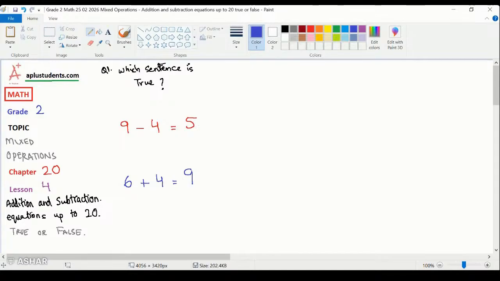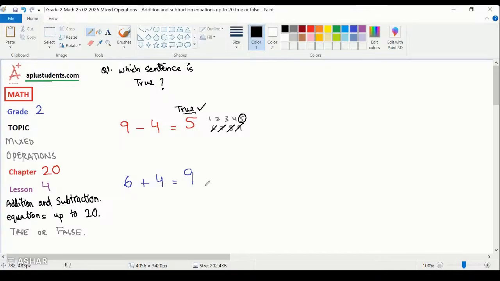We know that 9 minus 4 can be done as, we write the numbers 1, 2, 3, 4, 5, 6, 7, 8, and 9. Minus 4 means we remove 4 numbers and we are left with 5. That means this is a true statement. What about the other one?